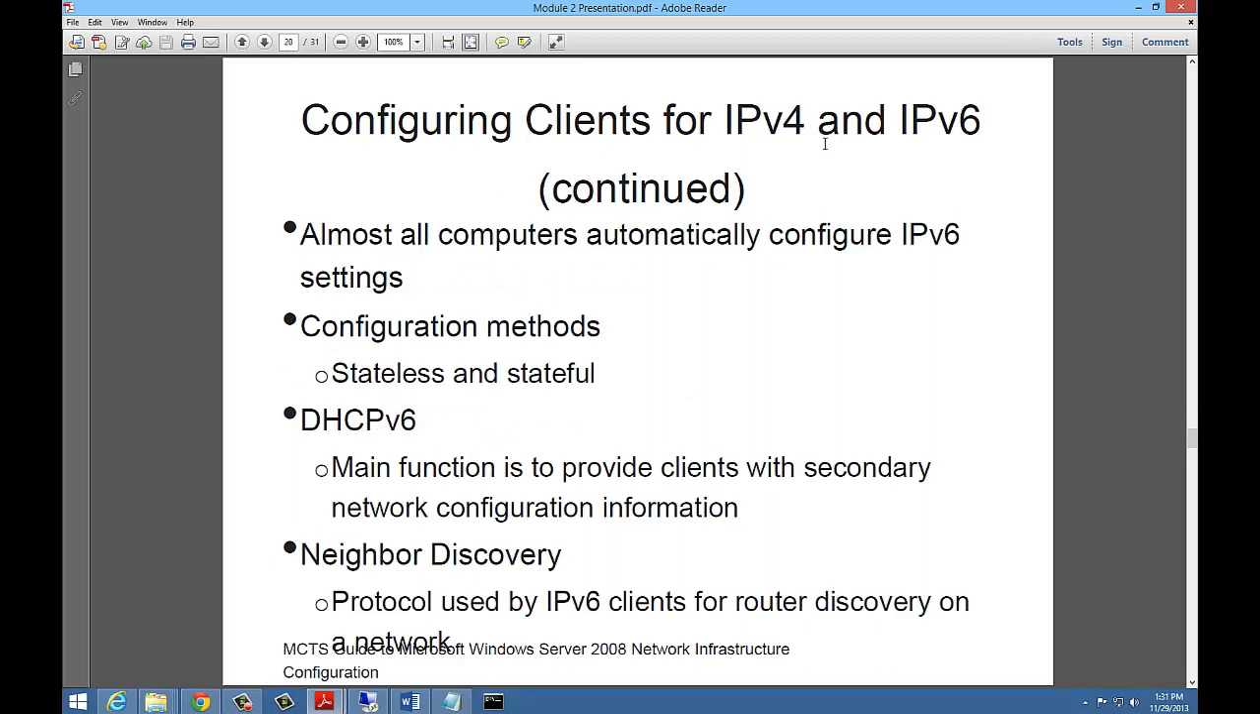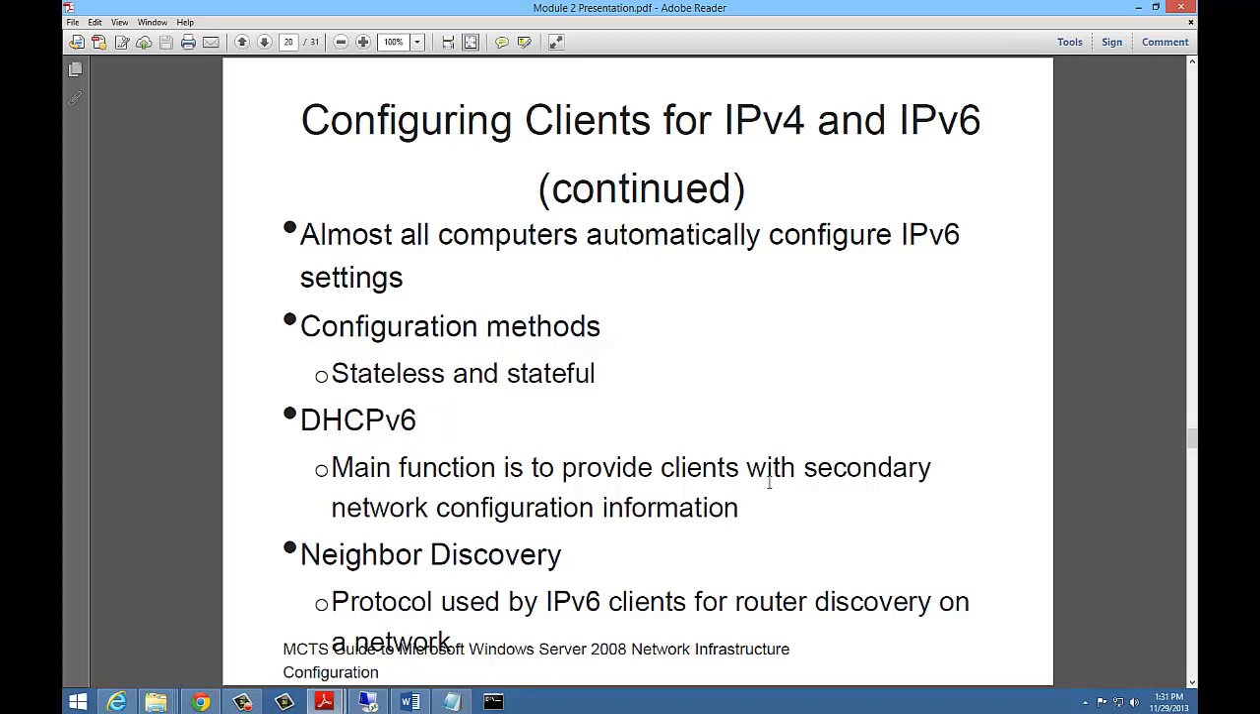Configuring clients for IP4 and IP6 continued. Almost all computers automatically configure IP version 6 settings. So if you have Windows XP or newer, then you're going to see DHCP version 6 if it's fully patched. And the configuration method is stateless or stateful. Stateful keeps a record of your connections, whereas stateless does not. And stateful makes it easy to know whether or not your data was sent properly. DHCP version 6 is just like version 4. Its main function is to provide clients with secondary network configuration information.